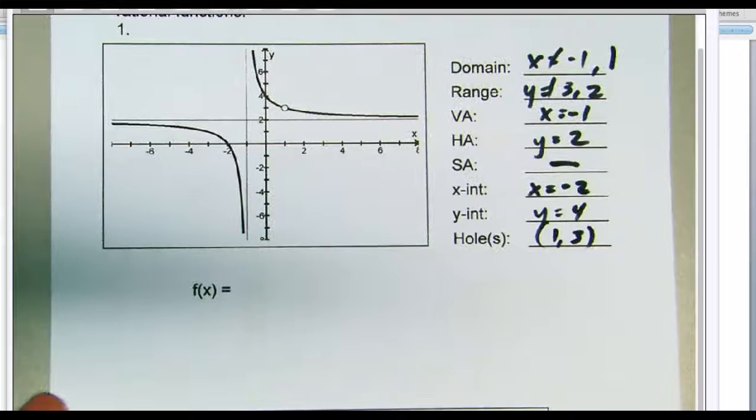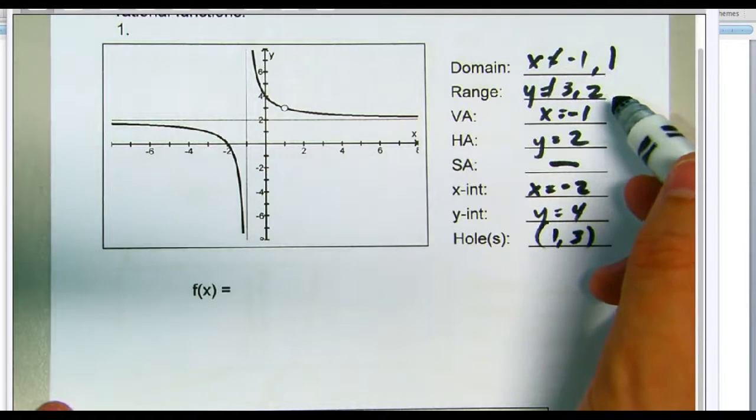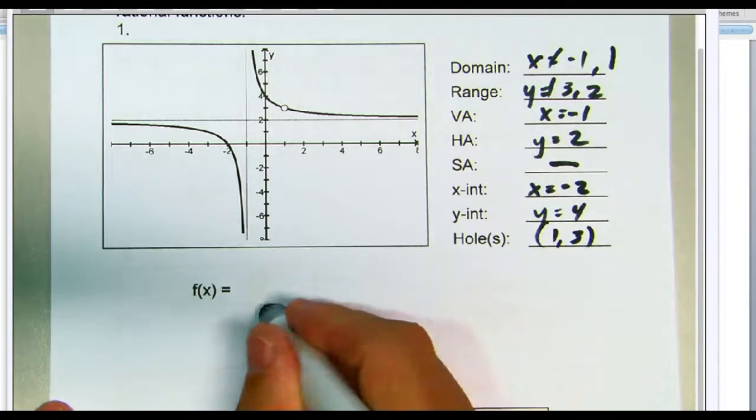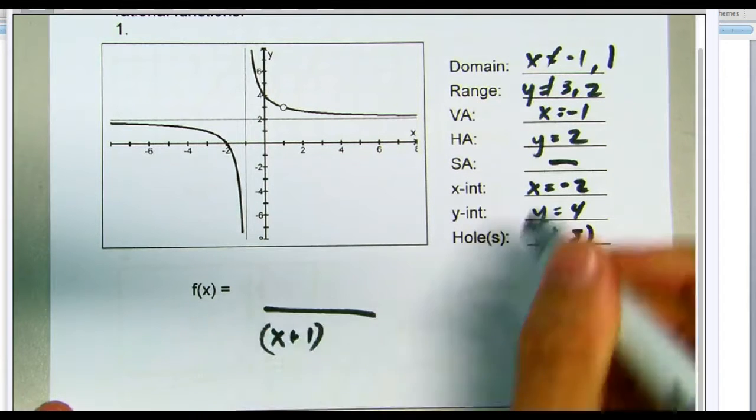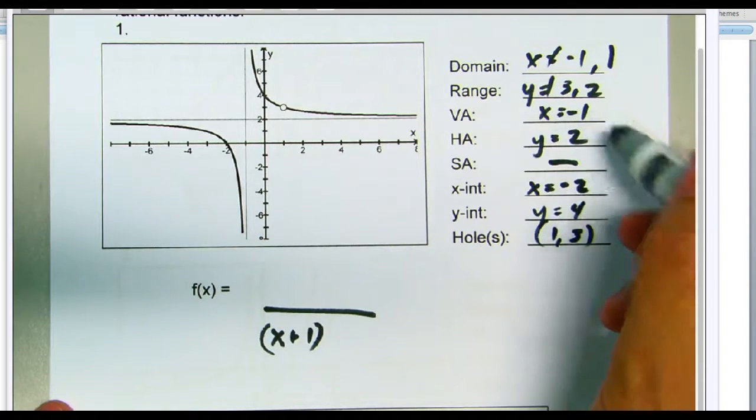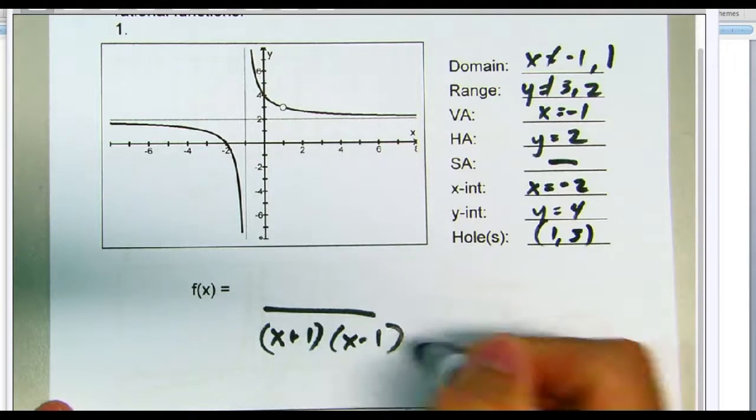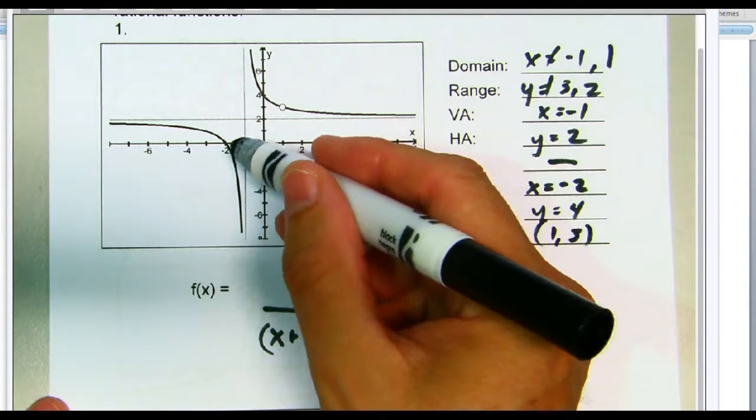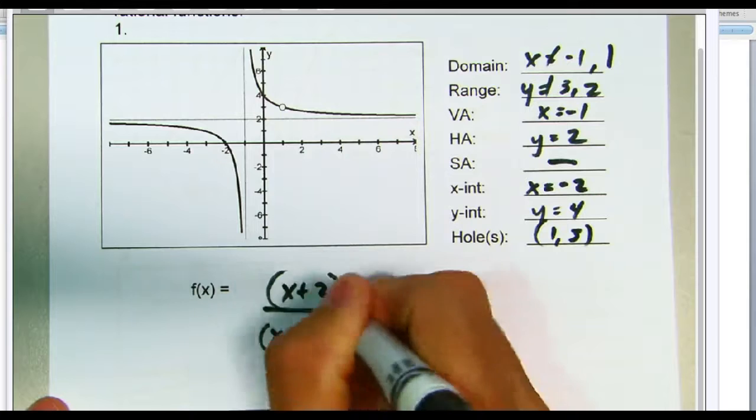Now, if we want to write the value of this function, first of all, I need to take care of my holes and my vertical asymptote. So I'm going to do that with my denominator. So I'm going to get an x plus 1. That's going to be one of my factors there. Then my hole is going to be at 1. So I'm going to get an x minus 1. Now in the numerator, I do know that I cross here at -2. So that would be x plus 2.